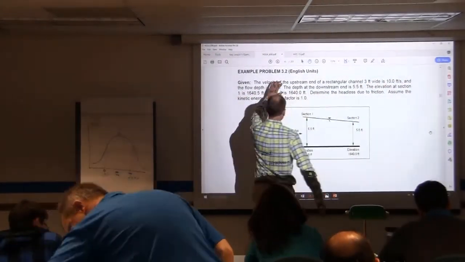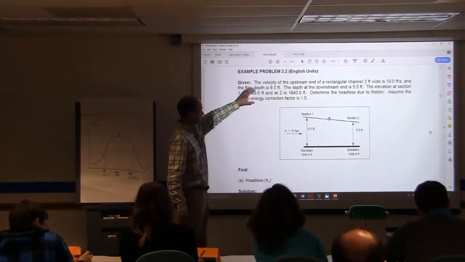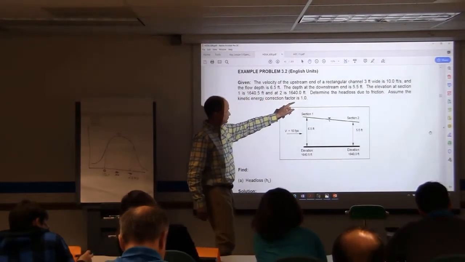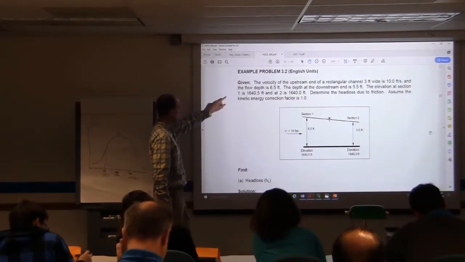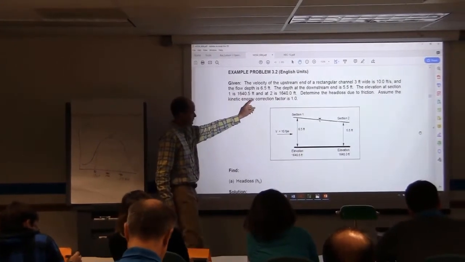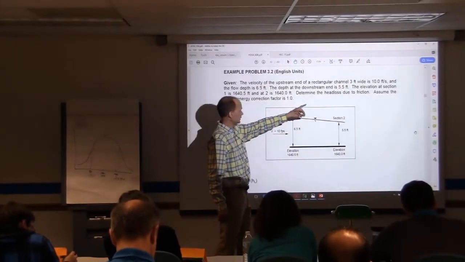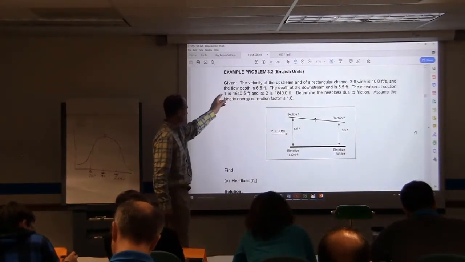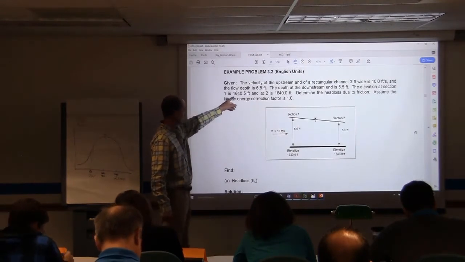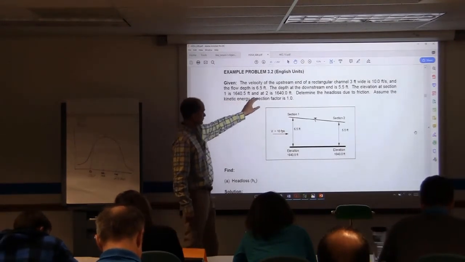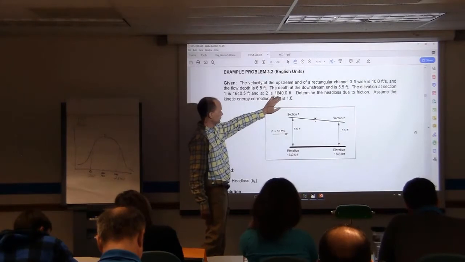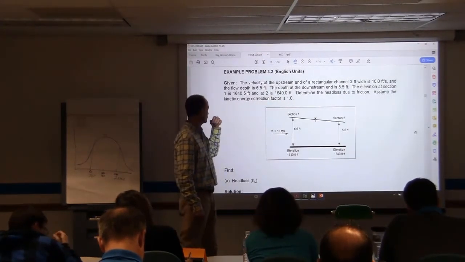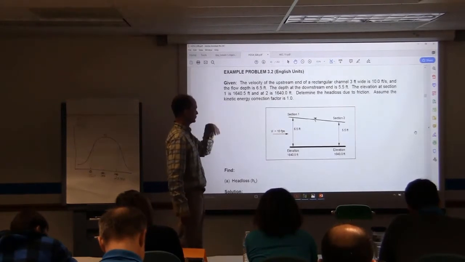All right, so the velocity at the upstream end of a rectangular channel that's 3 feet wide is 10 feet per second, and the flow depth is 6.5 feet. The depth at the downstream end is 5.5 feet. The elevation at section 1 is given as 1640.5, and the elevation at 2 is 1640. Determine the head loss due to friction, and assume the kinetic energy correction factor is 1.